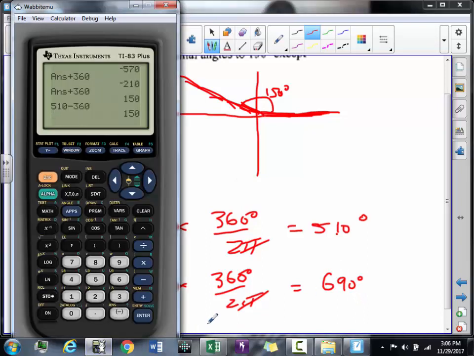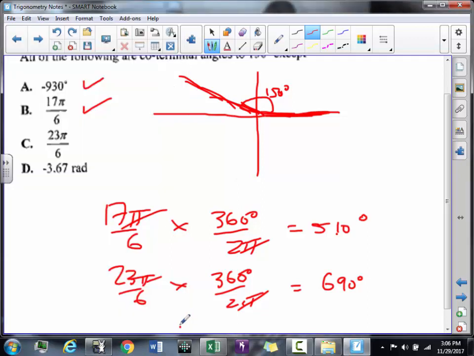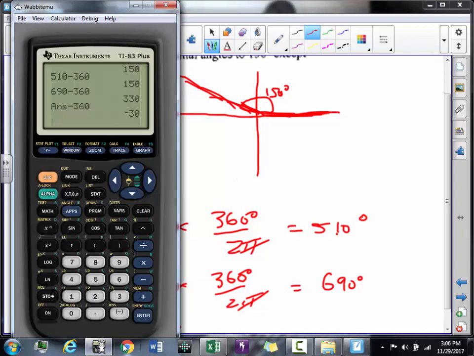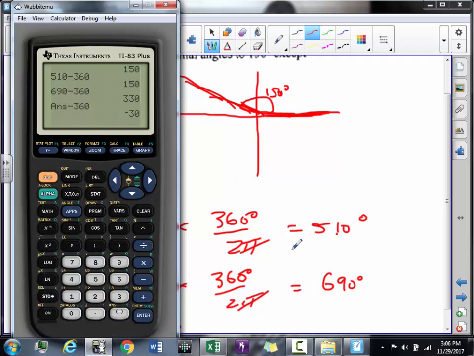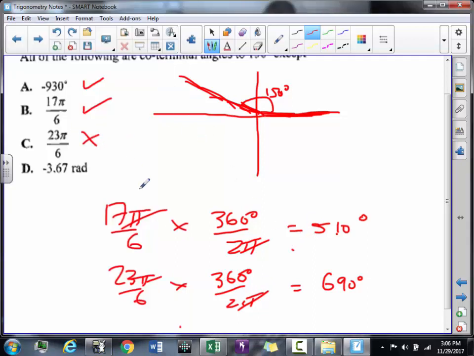Okay, well, clearly, again, that's going around the circle too many times. So let's take 690. Let's unwind it. Let's take off a 360. That's not 150. Let's take off another 360. Oops. Oh, it looks like I didn't hit 150. Okay, so based on that, I guess this one must be the one that's not coterminal.